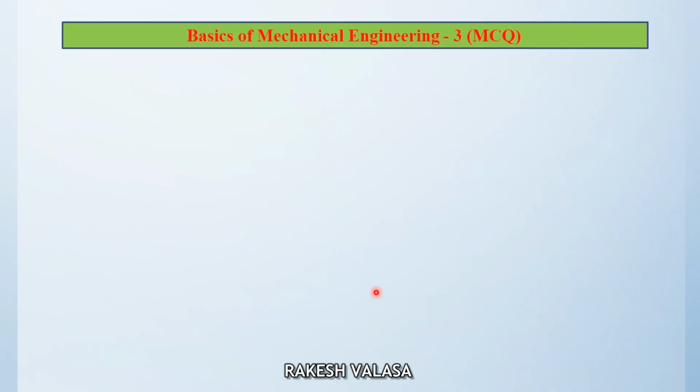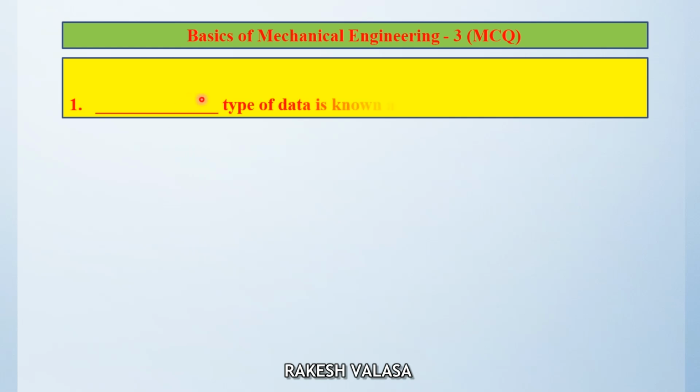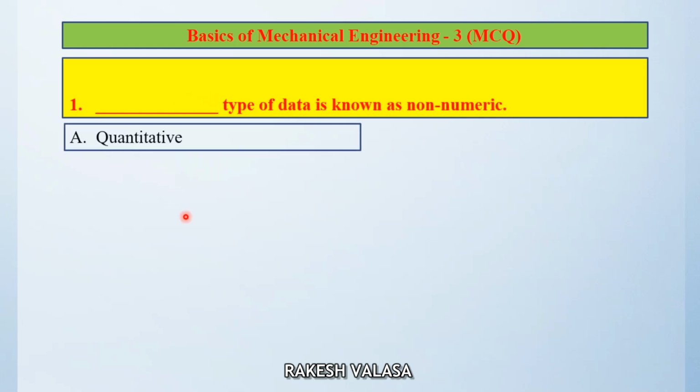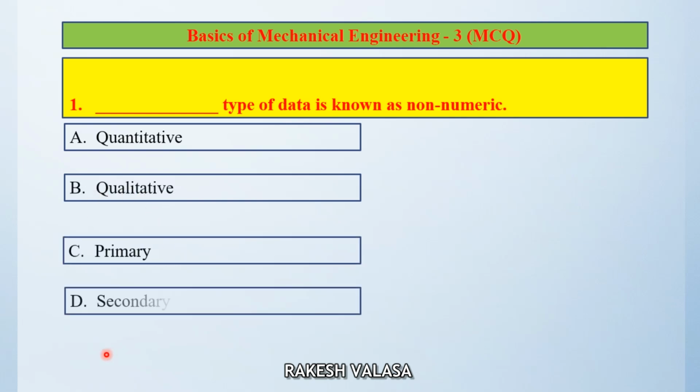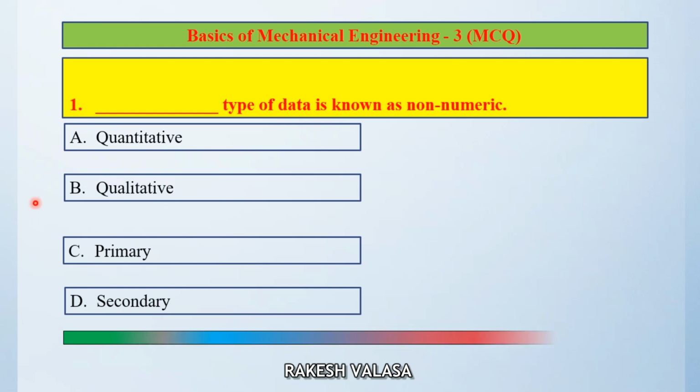Let us see the question number 1. Dash type of data is known as non-numeric. Option A quantitative, option B qualitative, option C primary, option D secondary. The correct answer is option B qualitative.